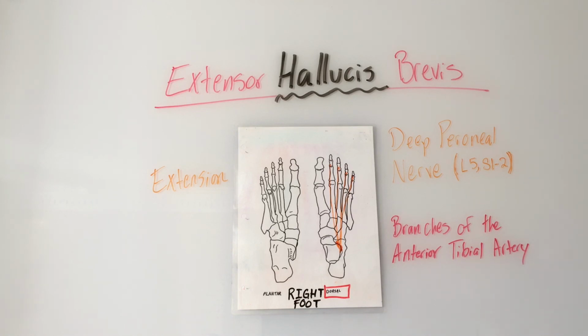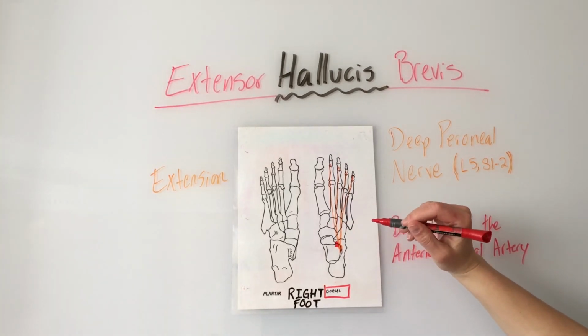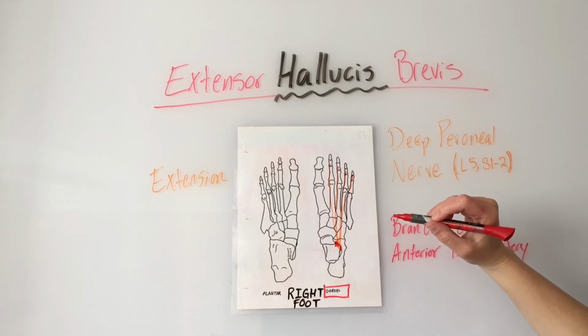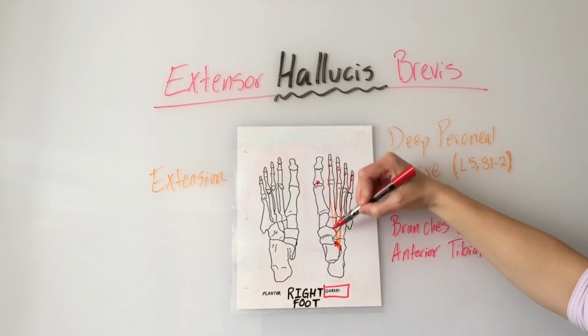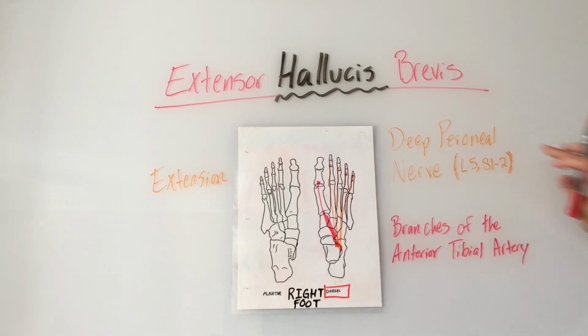Another muscle that is sometimes grouped with extensor digitorum brevis and sometimes isolated is the extensor hallucis brevis. It has the same origin on the calcaneus, but it inserts onto the first toe at the dorsal aponeurosis and proximal phalanx. Has the same innervation of the deep peroneal nerve, L5, S1, S2. Blood supply of branches of the anterior tibial artery, and its job is to extend the first toe at the MTP joint.